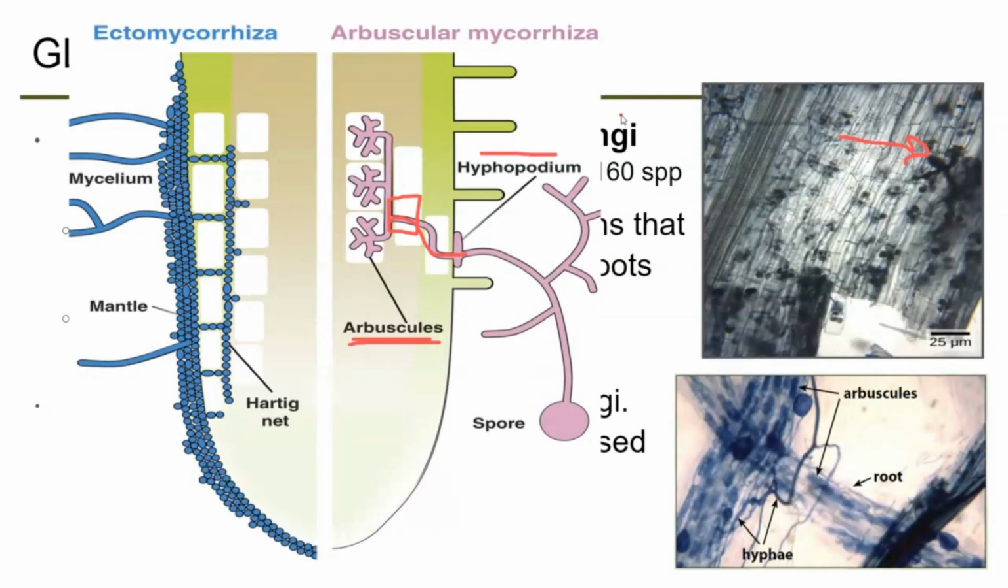They are microscopic. You won't be able to see them with your eyes, but underneath the microscope, you can see them inside of the root of the plant.